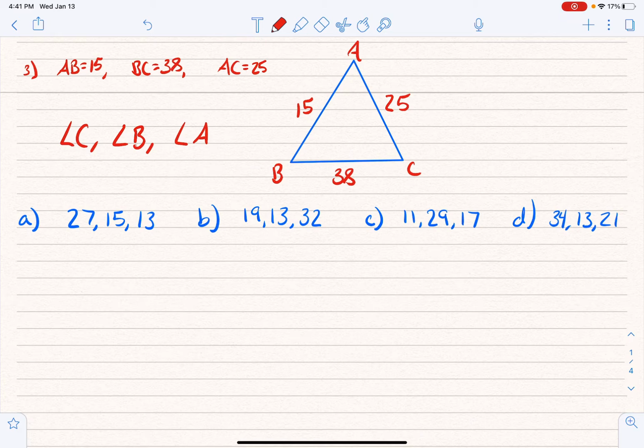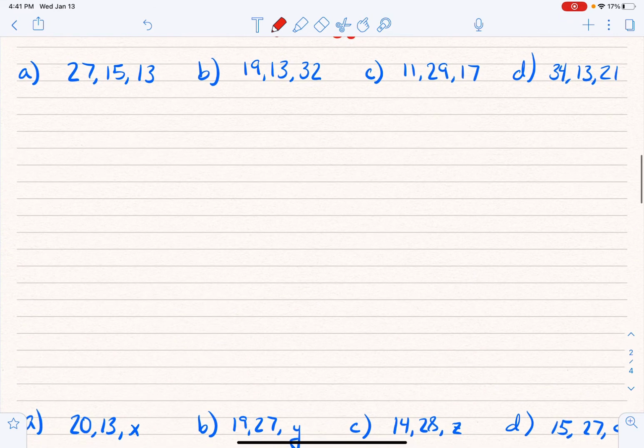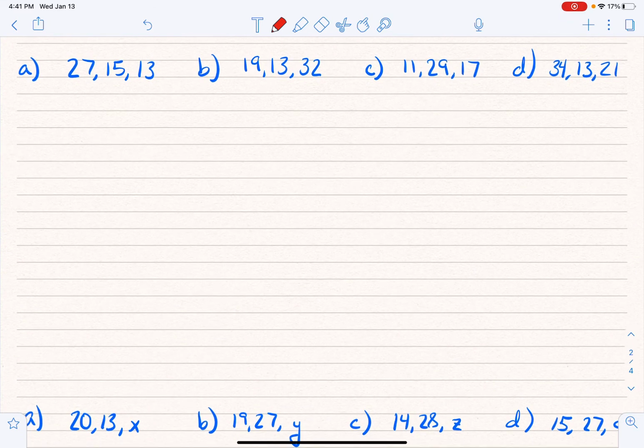Okay? For these next few problems, your job was to figure out, can these be a triangle? Could these three sides be the side lengths of a triangle? 15 and 13 add up to be 28, which is larger than 27. So yes, this one is good.